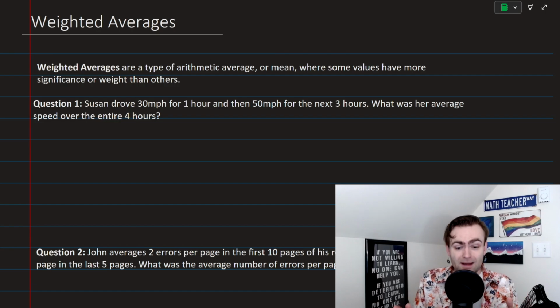So let's talk weighted averages. We've talked before about the arithmetic average, or the mean, where we add up all of the numbers and divide by the number of numbers, but sometimes some numbers have a little bit more significance. You can think of it as these numbers get repeated more often in the data set. So let's dive into problems and see what I'm talking about.